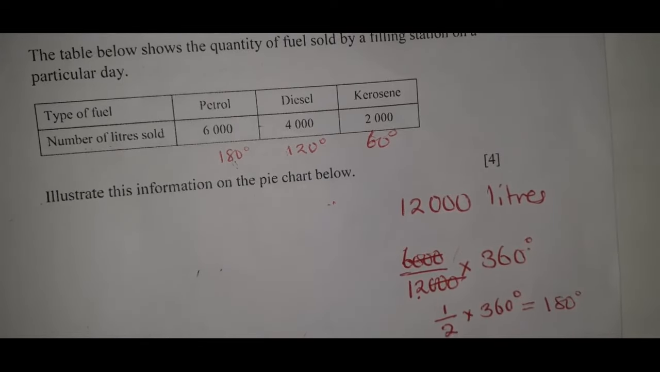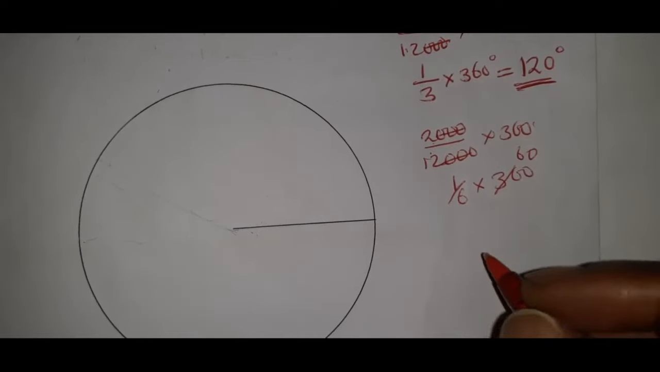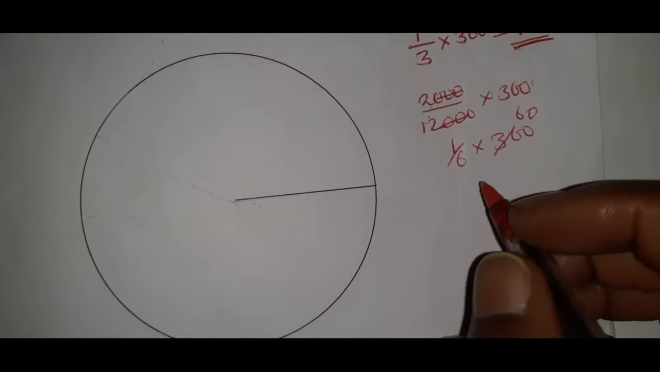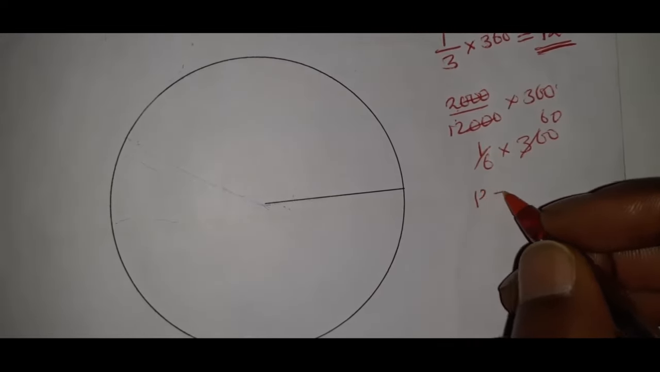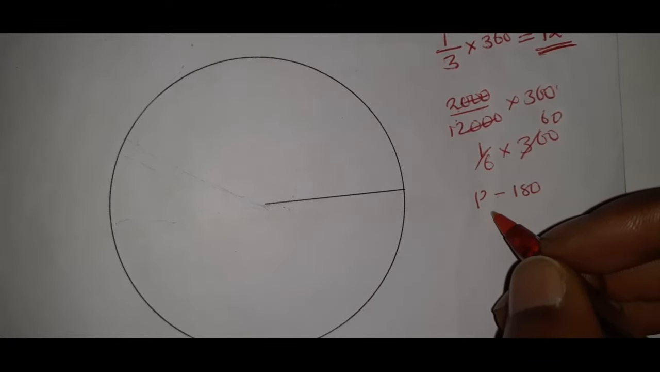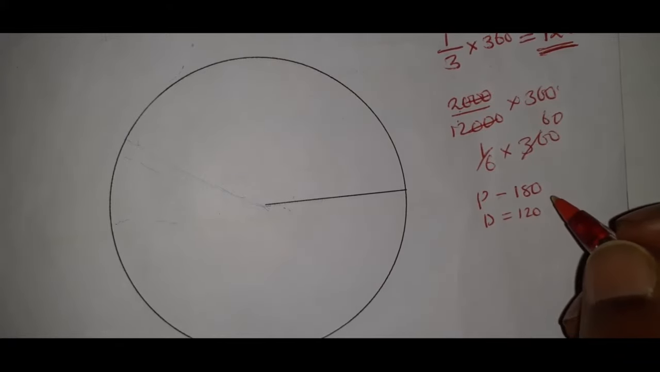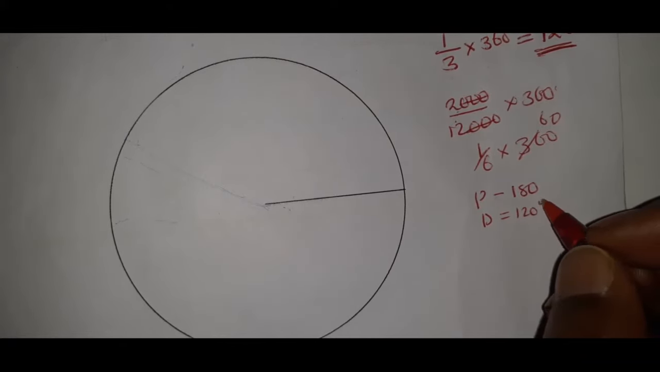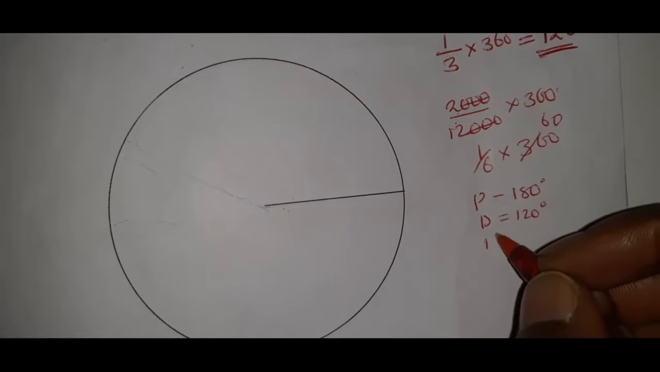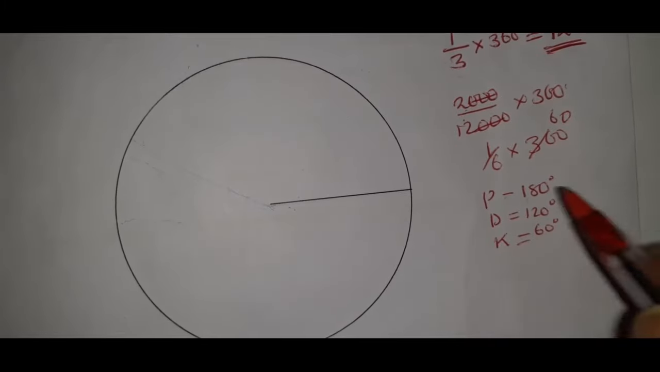So then, after we have found these degrees, we come here to this pie chart that is already drawn. Remember that for petrol, it is what? 180 degrees. For diesel, it is 120 degrees. For kerosene, it's 60 degrees. So we are using those.